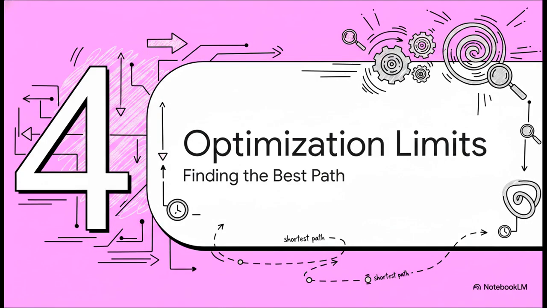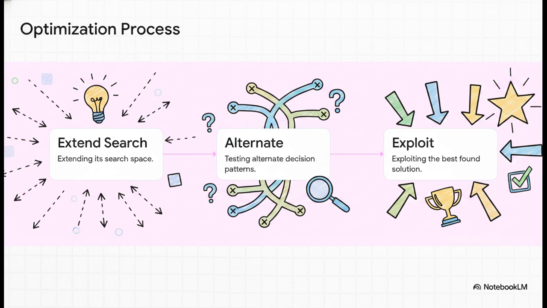Let's move on to Section 4, optimization limits. You know as well as I do that developers don't just want a first draft. We want the absolute best possible efficiency. So we prompted both models to try different strategies and find the shortest possible path. With DeepSeek, the visual clarity is just incredible here. We literally watch it extending its search space, testing alternate decision patterns, basically saying, let's try this path. No, wait, let's try this one, before finally exploiting the best solution. It's pure, authentic, mathematical logic laid bare for the developer.